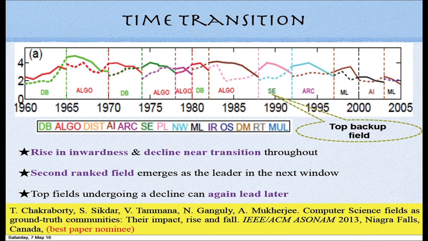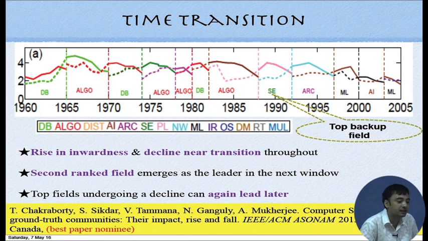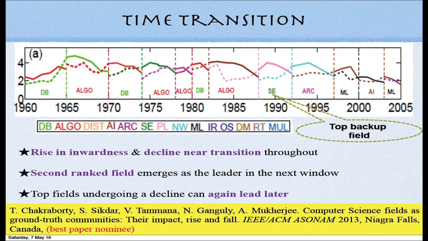If you can tell what is the second ranking field of the current time window, then you can tell with 100% guarantee that this is going to be the top ranker of the next time window, and this is the field that I should work on, because it is going to be the hottest field of the next time window. That is happening in 100% of cases in our data set. So, that is a very interesting observation that we make.